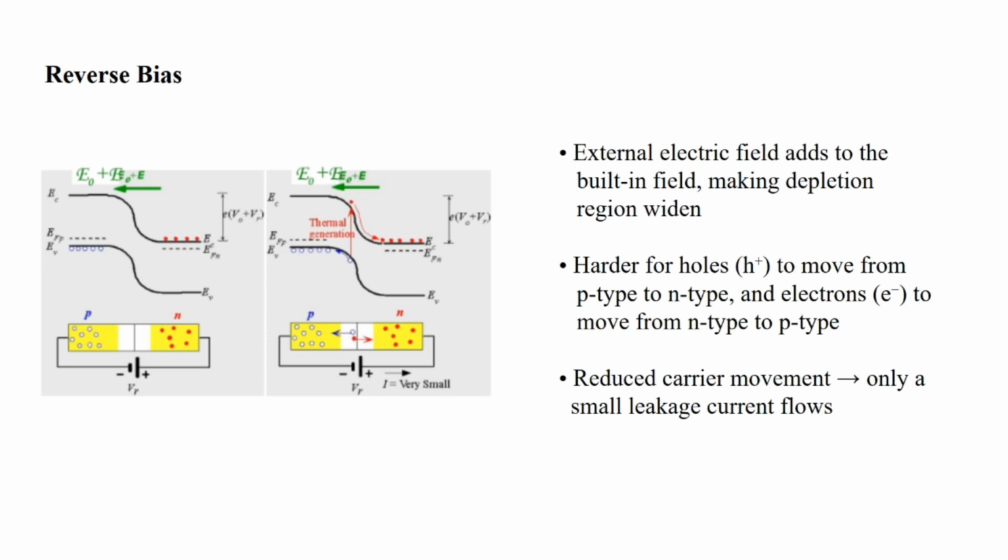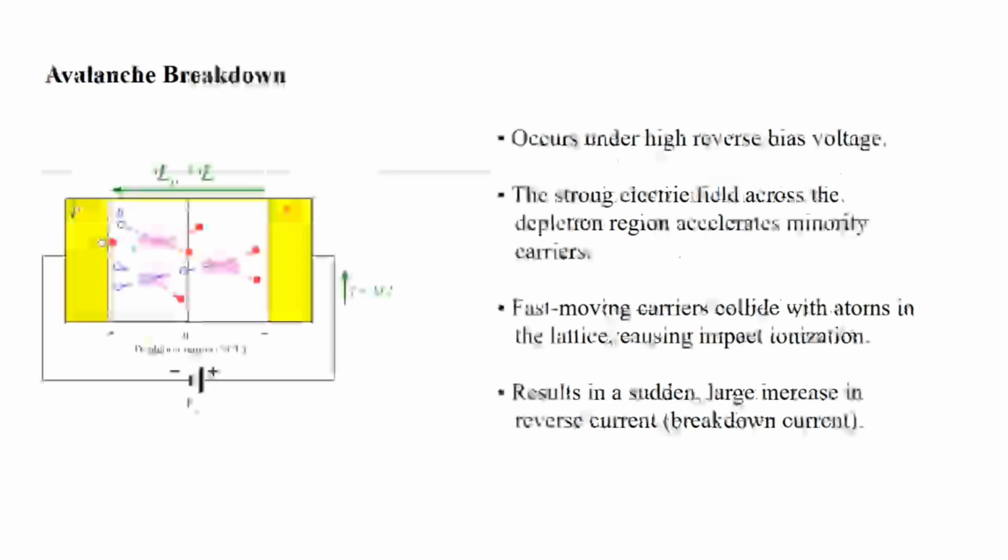This creates an external electric field that adds to the built-in electric field of the junction, causing the depletion region to widen. As a result, it becomes harder for holes in the p-type region and electrons in the n-type region to cross the junction. This reduces carrier movement and only a very small leakage current flows due to the minority carriers.